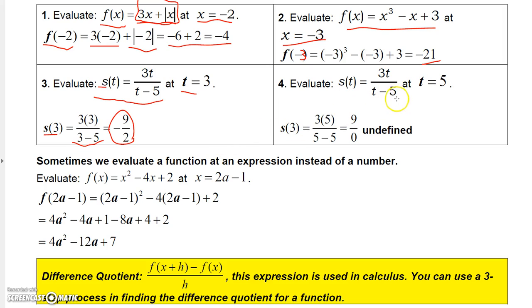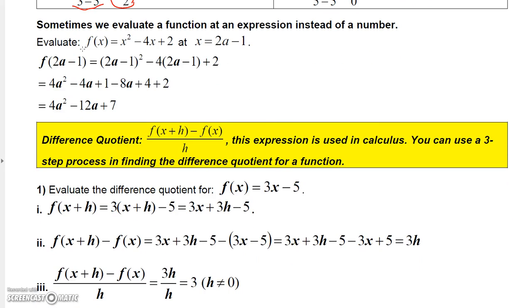Okay, if I took the same function and evaluated it at t equal 5, then I would get 3 times 5, which is 15. Okay, and then I would have 15 over 0, but that's undefined. So now you kind of see why 5 is not in the domain of this function.